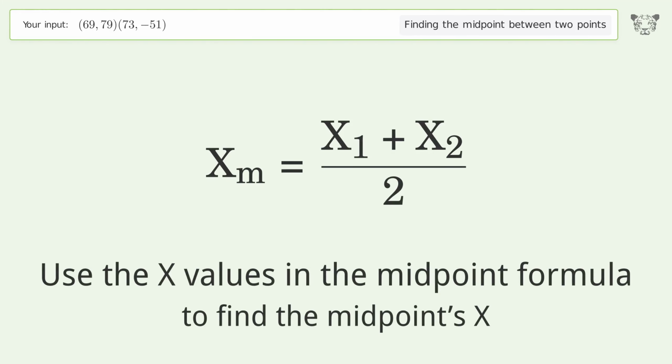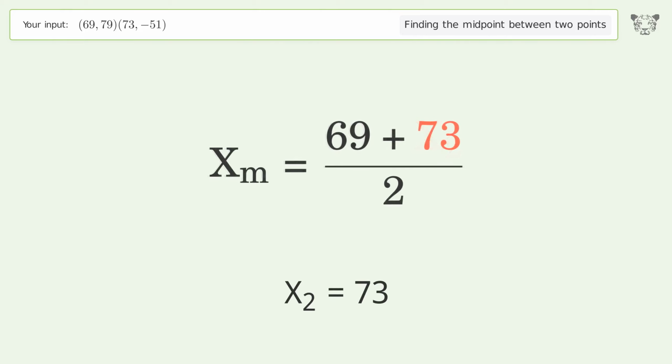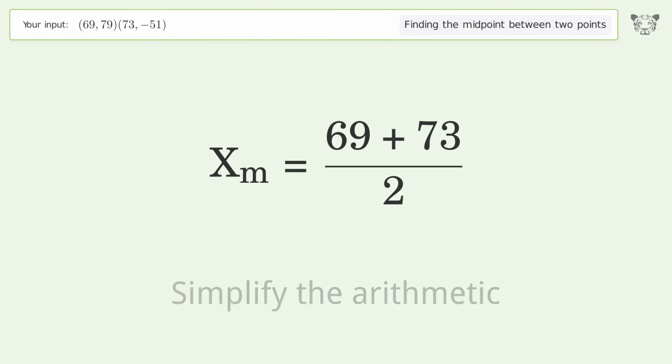Use the x values in the midpoint formula to find the midpoints x. x1 equals 69. x2 equals 73. Simplify the arithmetic.